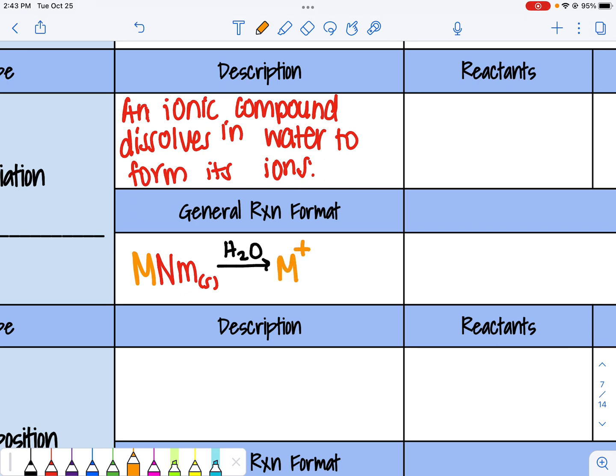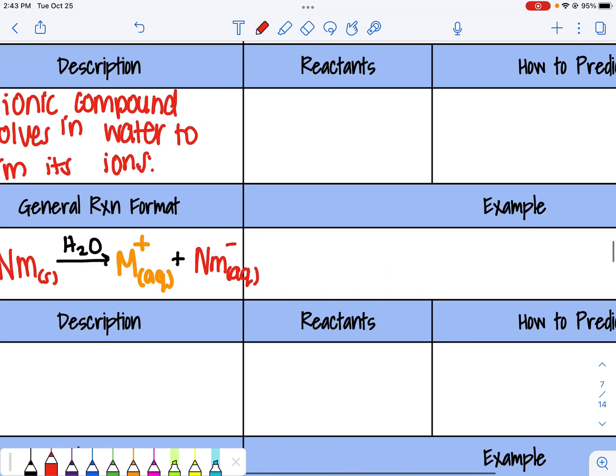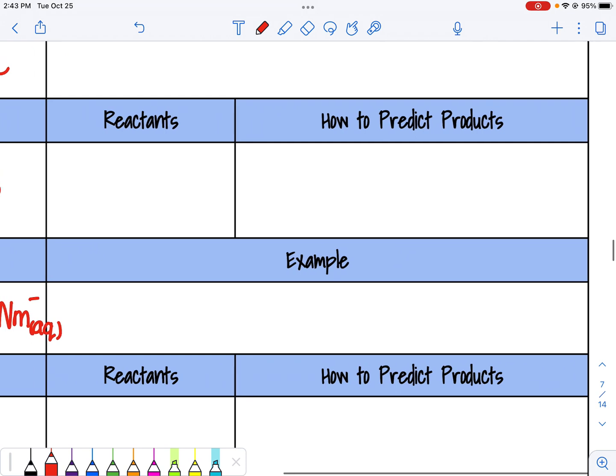Your metal will have a positive charge. Because it's dissolved in water, we give it the state of matter aqueous. And then you will have your nonmetal that forms its ion. Nonmetals always form anions, so we're going to put the negative charge right there. And again, because it's dissolved in water, this is aqueous. So this is your general reaction format. You can write in any example you want.